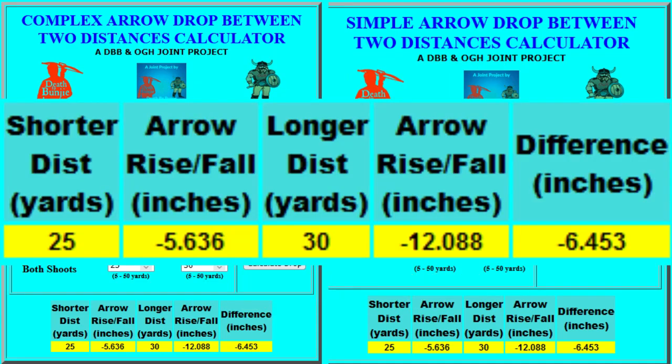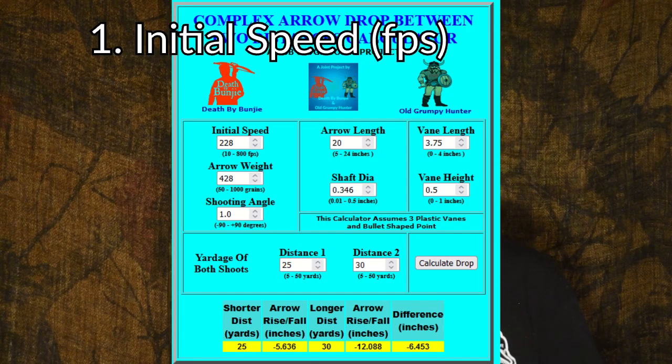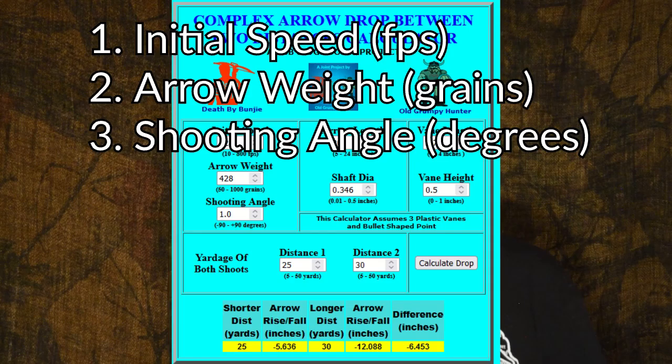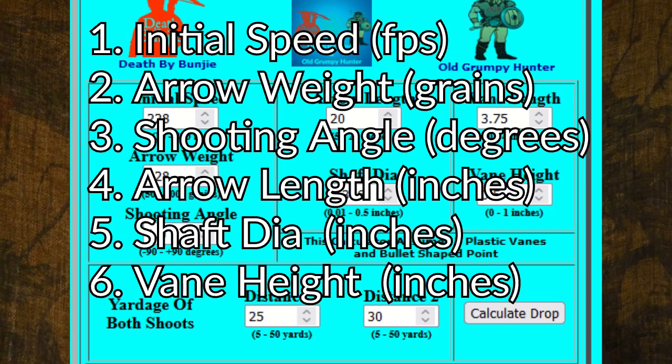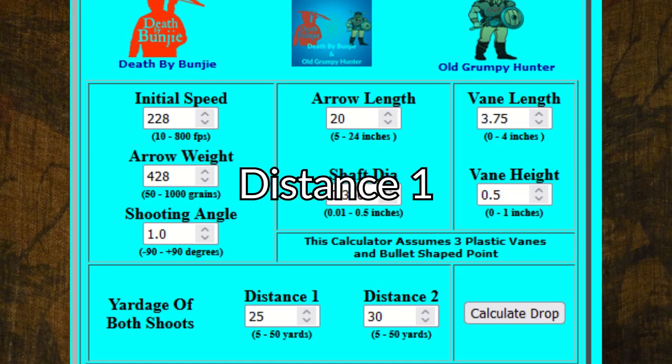Let's move on to the two arrow drop between two distances calculator. They both provide the same information: the rise and fall at the shorter distance and the rise and fall at the longer distance. The complex version has 7 inputs: the initial speed in feet per second, the arrow weight in grains, the launch angle in degrees, the shaft length in inches, the shaft diameter in inches, the vane height in inches, and the vane length in inches. Besides that, there are 2 distance fields, distance 1 and distance 2. It does not matter which distance is the higher of the two. The calculator will figure that out.